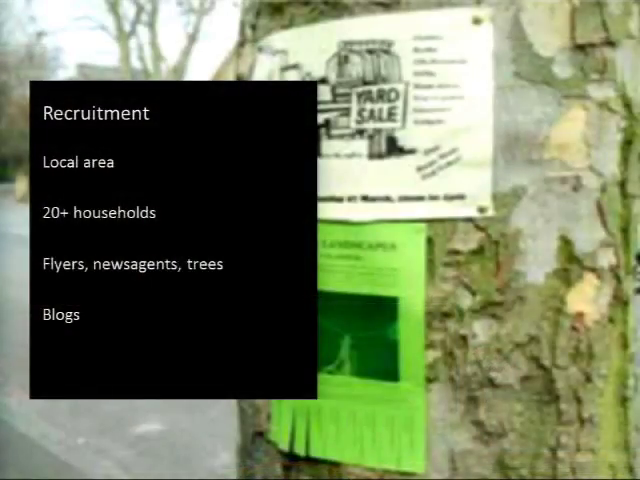And so now what I'll do is quickly go through some of the observations we've had. Some of these, we've kind of done a staged deployment. The devices have been out for as long as 6 months in some households, slightly shorter for others. And I will show you some of what we found. So we have about 20 households working with us that we recruited using a variety of flyers, blogs, newsagents, and trees.